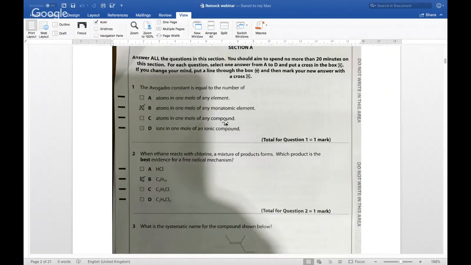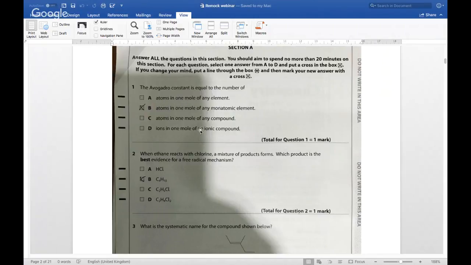So this was a case of recognizing that it says atoms in 1 mole of any element. That can't be true because some elements are diatomic. But then it says atoms in 1 mole of monatomic. That's the right answer. If you go for atoms in 1 mole of any compound, a compound has to have at least 2 different elements. So you're going to have more than that number of Avogadro multiplied by the number of atoms in it.